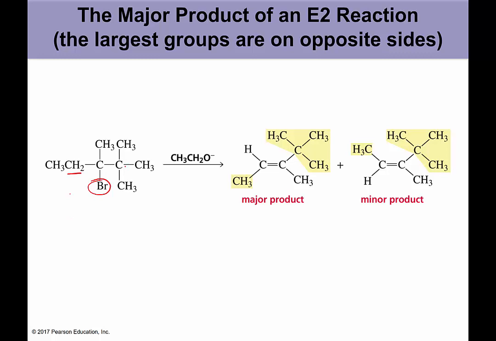anti-elimination. So I'll get a mixture of the major and the minor product, and in order to draw the structures of the product, you have to recognize it's a 1, 2, 3, 4, 5 carbon chain. So you can draw it like this: 1, 2, 3, 4, 5 carbon chain. On carbon number 4, you're going to have 2 methyl groups. On carbon number 5, you're going to have a methyl group. Or sorry, 3, you're going to have a methyl group. And between carbons 2 and 3, you'll have a double bond like that.